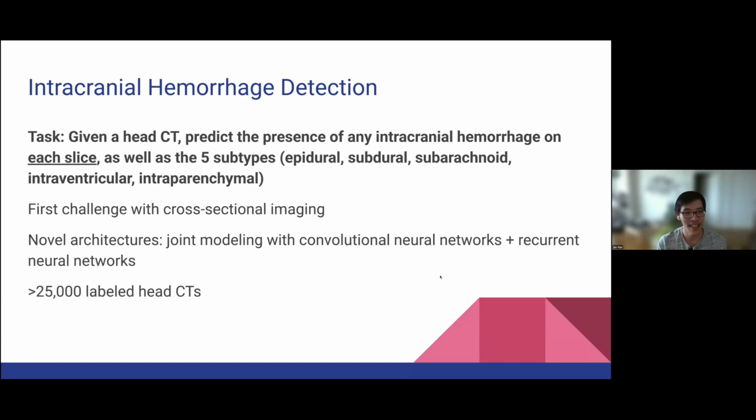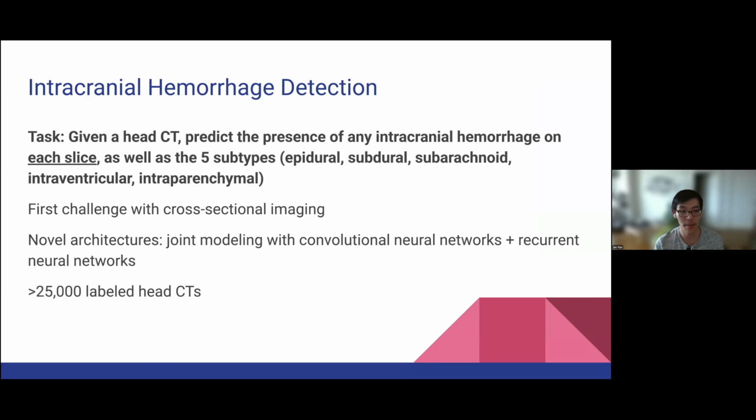So moving on to the next challenge, which was intracranial hemorrhage detection. Given a head CT, predict the presence of any intracranial hemorrhage on each slice, as well as the five subtypes: epidural, subdural, et cetera. You see them written out there. This was the first challenge with cross-sectional imaging.